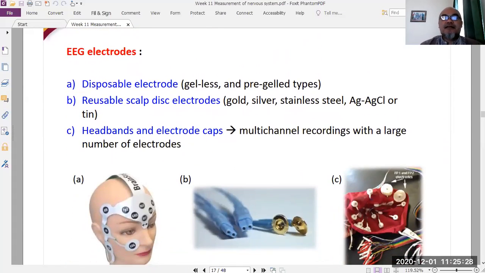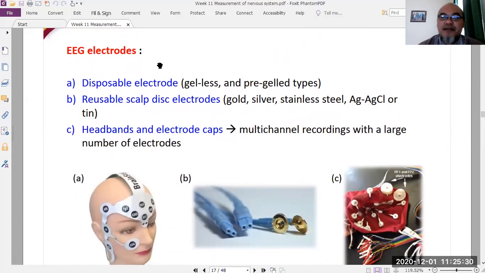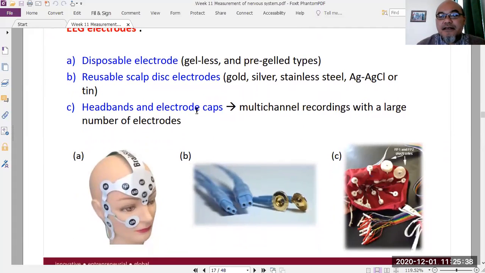So the EEG electrodes can be made from disposable electrodes, gel-less and pre-gelled types, or reusable scalp disc electrodes, having gold, silver, stainless steel, or silver chloride, similar to ECG or EMG electrodes, or tin headbands and electrode caps to conduct multi-channel recording with a large number of electrodes.